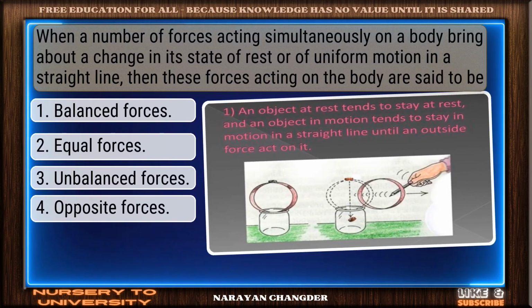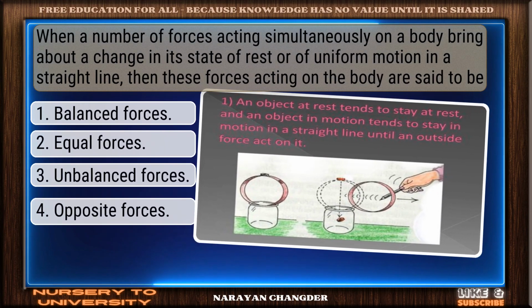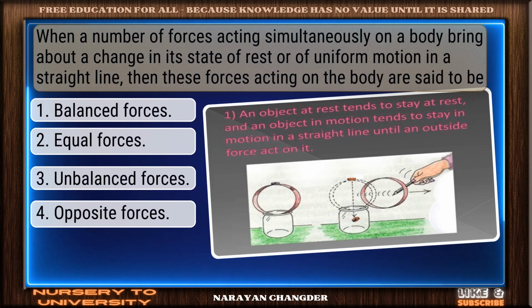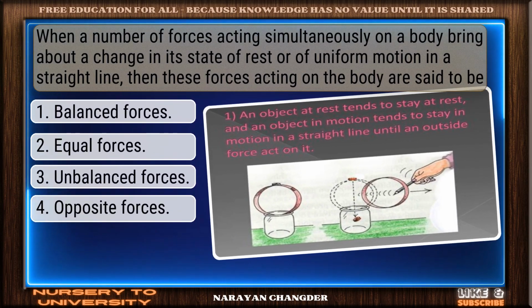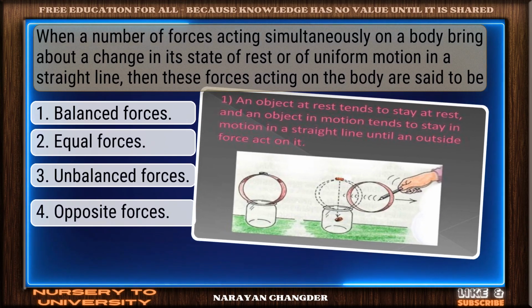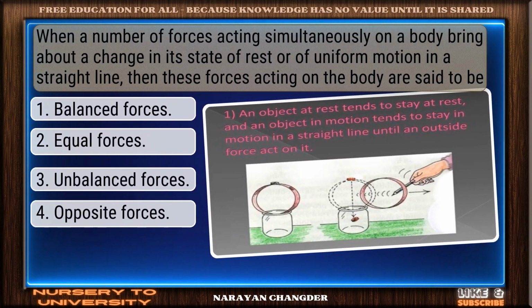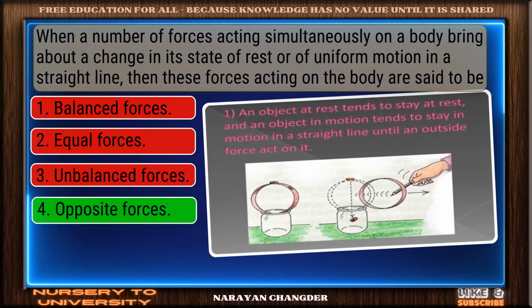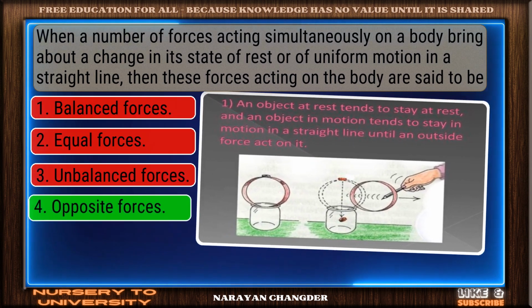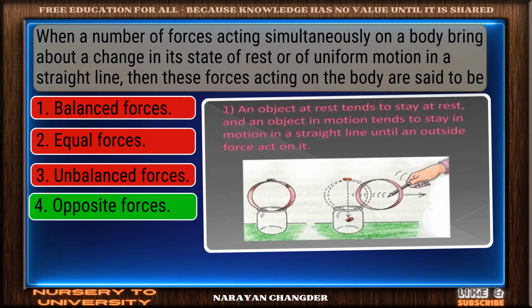Question number 18. When a number of forces acting simultaneously on a body bring about a change in its state of rest or of uniform motion in a straight line, then these forces acting on the body are said to be what? On track. Opposite forces is the correct answer.